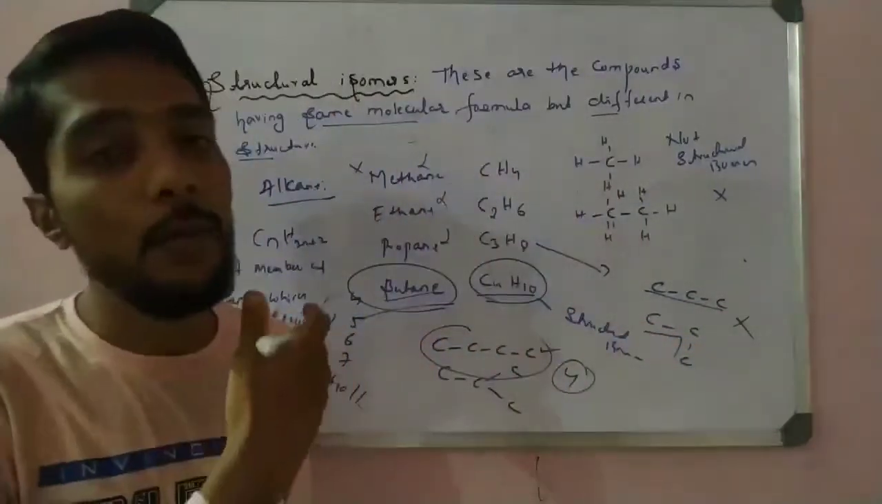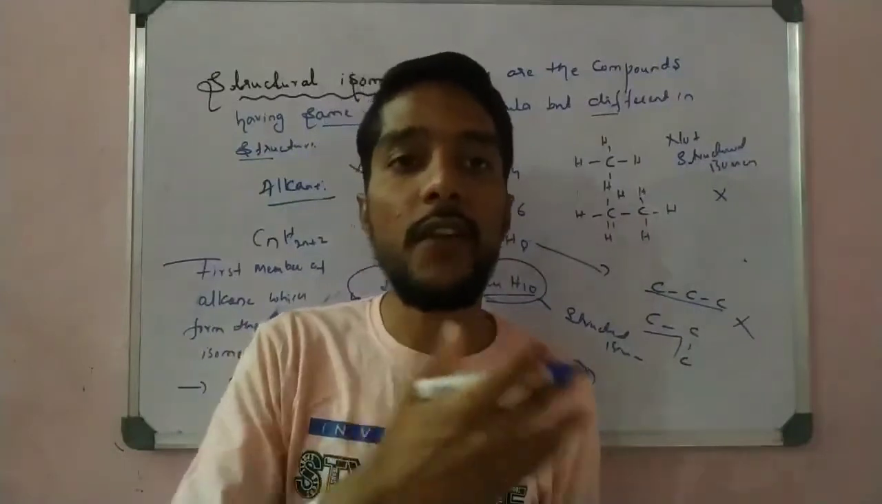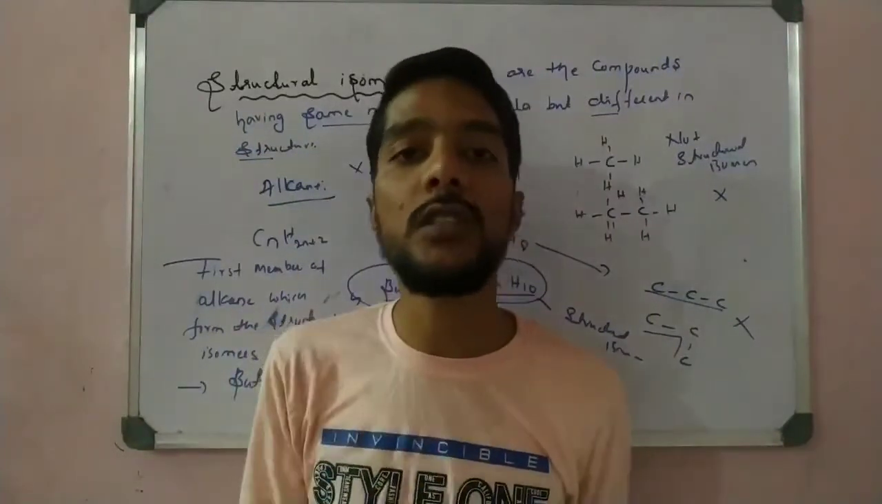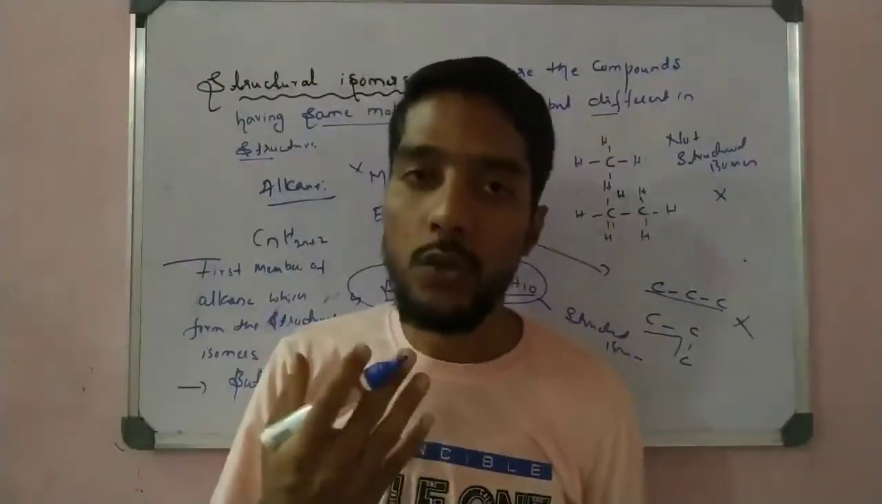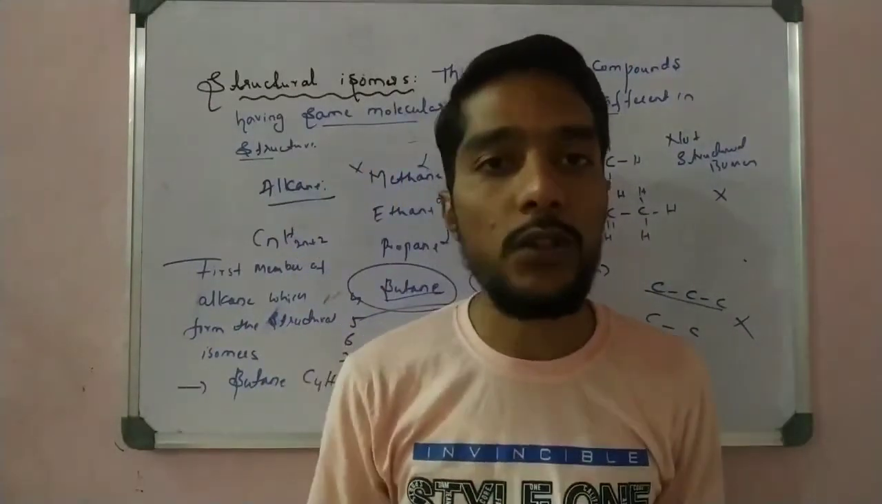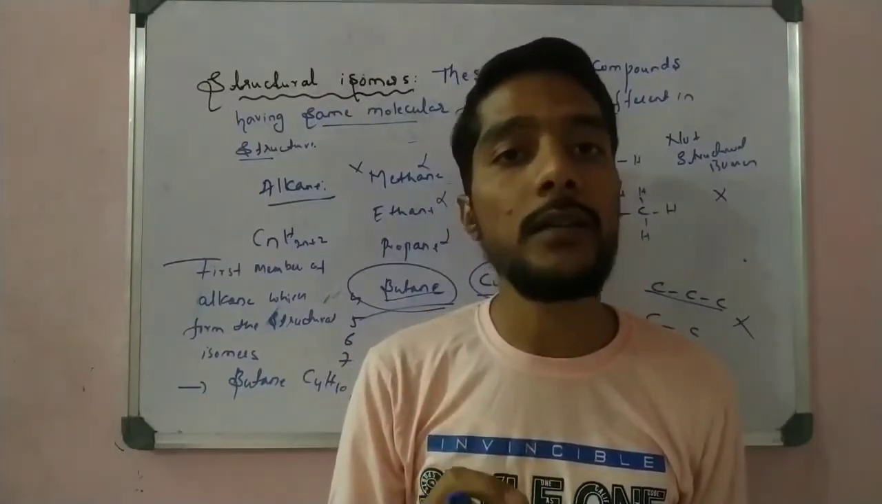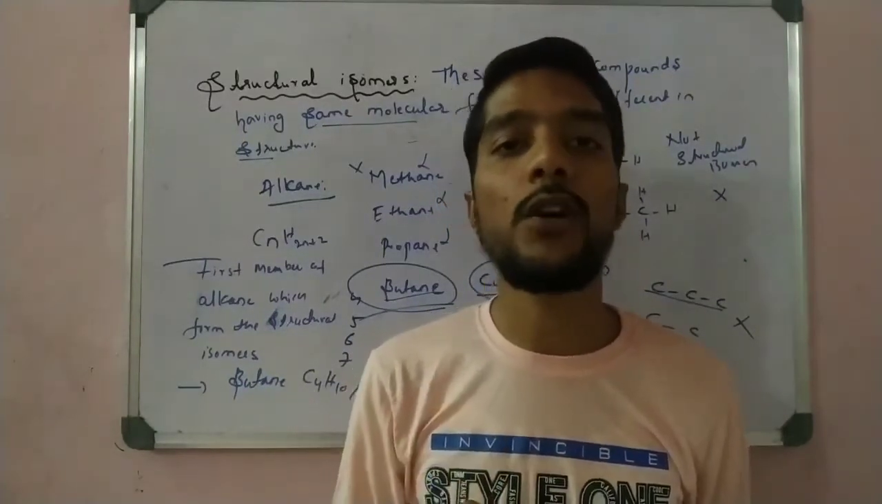For example, we take butane. One arrangement is a straight line and one arrangement is a branch. So the arrangement is different, but the molecular formula of both structures is the same, C4H10. So this is all about structural isomers. In the examination they ask a direct question about isomers, that is, define structural isomers with example. This is a very important question, you have to remember.